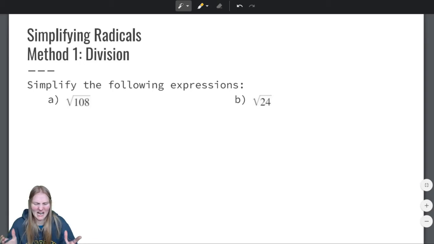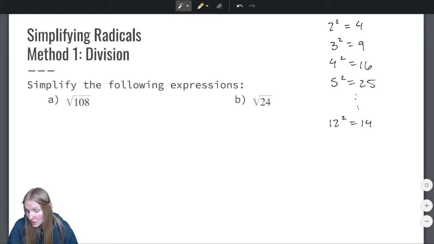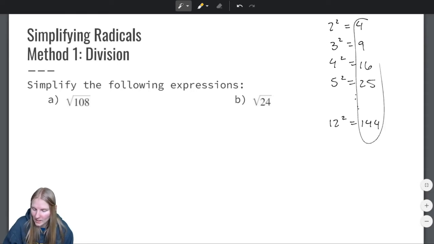I don't like writing out steps, so we won't do that. But you're going to want your perfect squares for this. You need to have memorized your perfect squares. So 2 squared, 3 squared, 4 squared, 5 squared, and so on. I would encourage you to have at least up to 12 squared memorized. These numbers on the right are called perfect squares, because when we square a whole number, that's what we get.